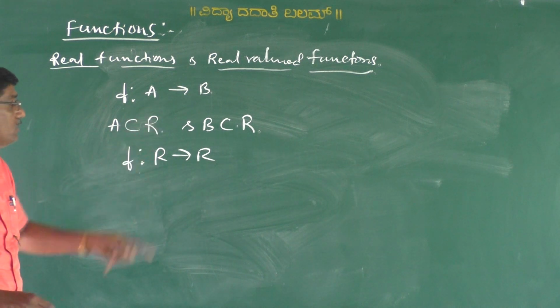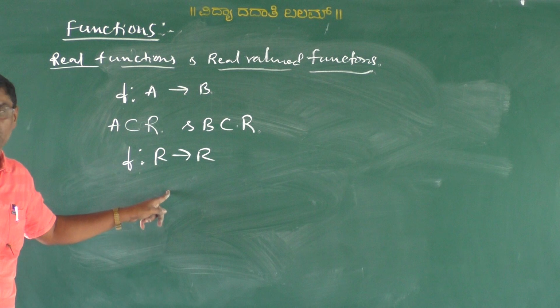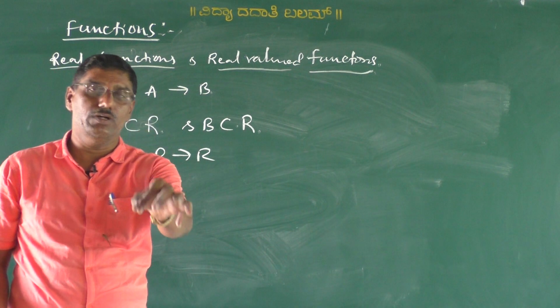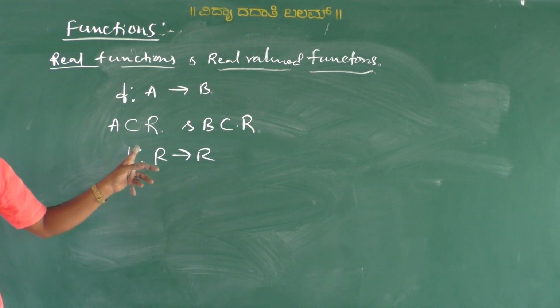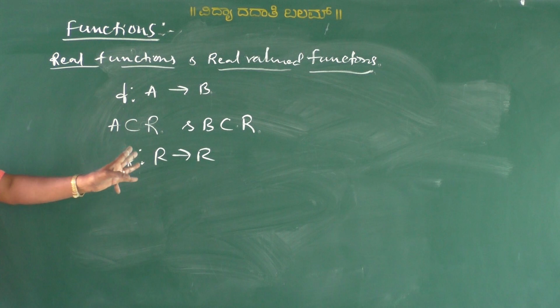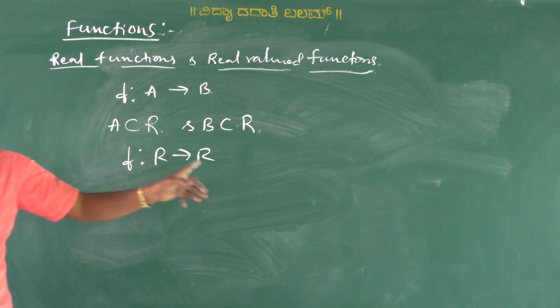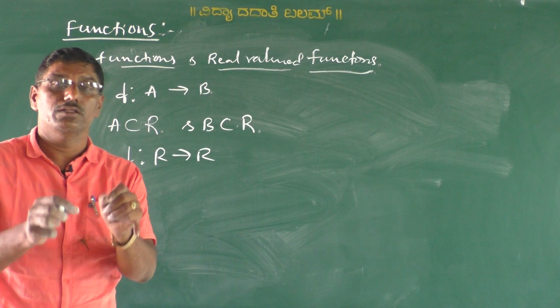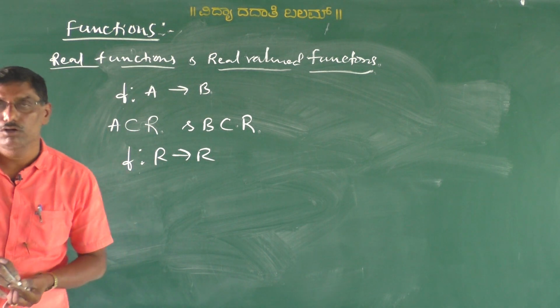Now, in this function, if B is only a subset of R, then we call F a real valued function. Are you understood, all of you? Yes, if B is a subset of R, then that is called a real valued function.